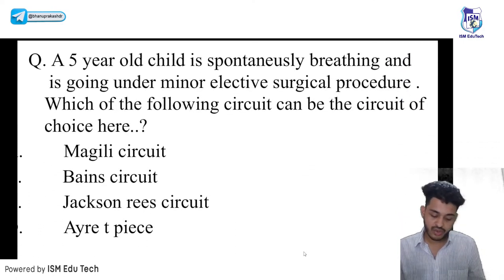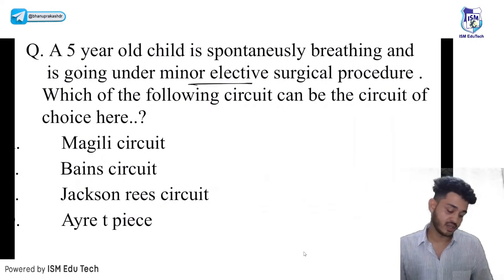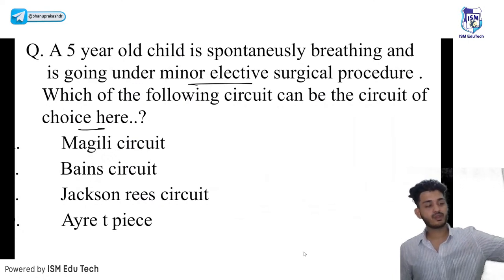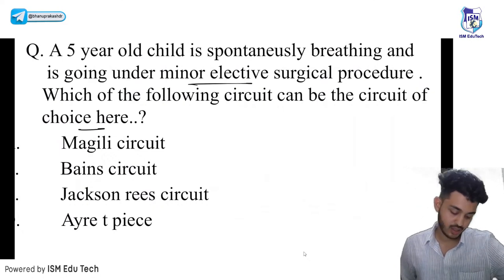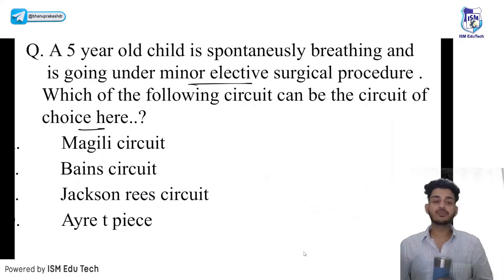Okay, so look here guys, the question says a 5-year-old child is spontaneously breathing and is going under minor elective surgery. Which of the following circuits can be the circuit of choice here? Tell me. Which of the following circuits would you like to use in a child who is going under an elective surgical procedure?